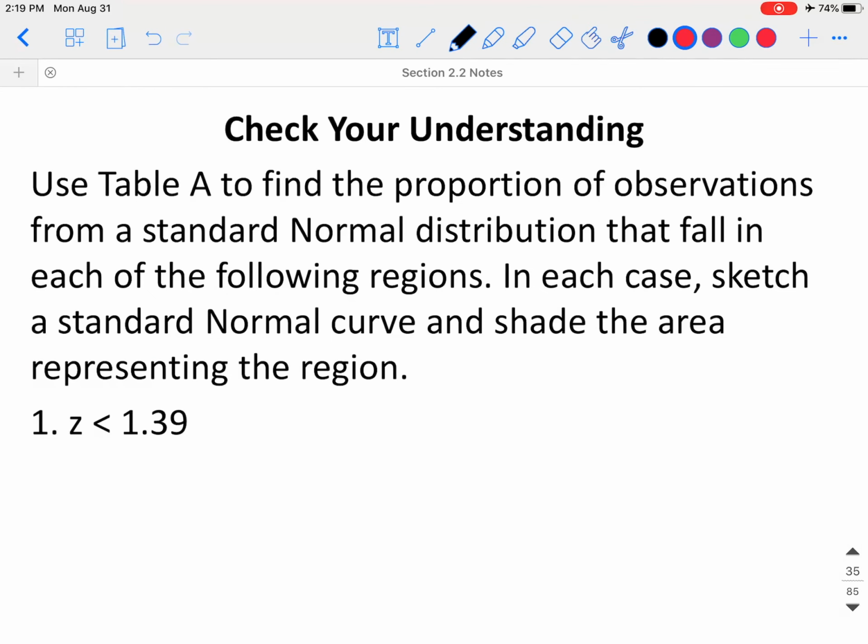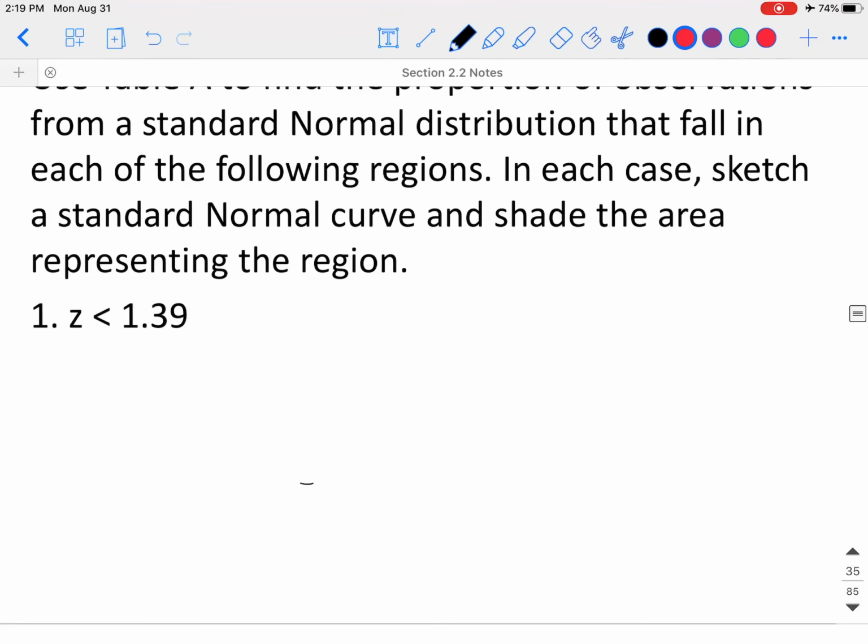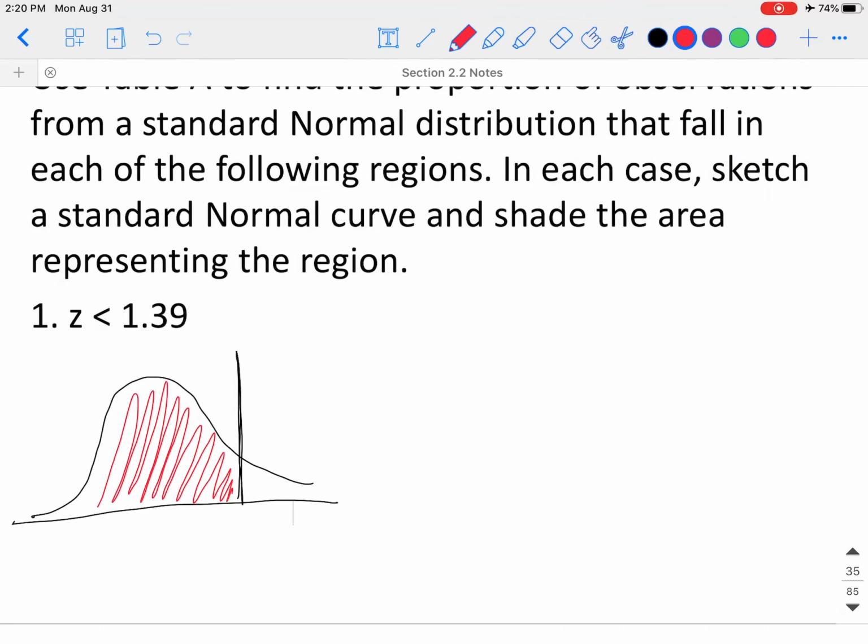So use Table A to find the proportion of observations from a standard normal distribution that fall in each of the following regions. In each case, sketch a standard normal curve and shade the area that represents the region. So you should always start by drawing that graph. And we are looking at 1.39. So it's a little bit more than one standard deviation. And we are looking at the values that are less than that. So we are going to shade to the left.